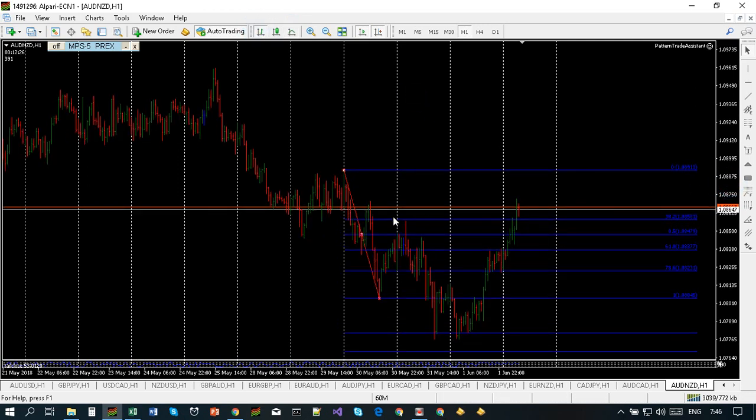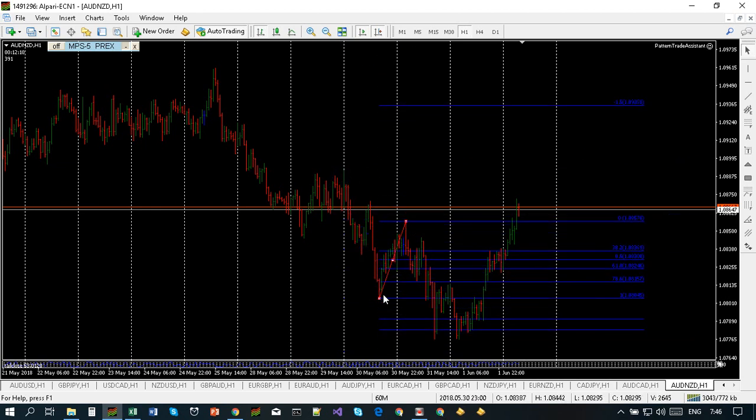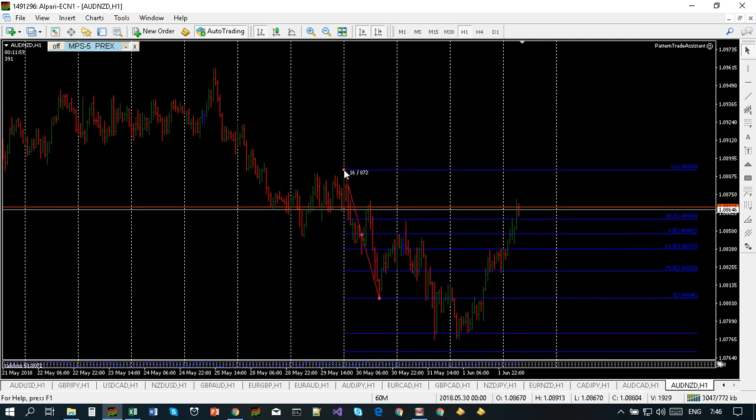Okay, so once these 2 criteria are established, by the way, you should not mix up the rules of the cipher pattern with a shark pattern. In the shark pattern, the C point is the extension of the AB leg, so it stays within the 113 to 161 of A to B. But the cipher is the extension of X to A. They are different, although they may coincide sometimes.